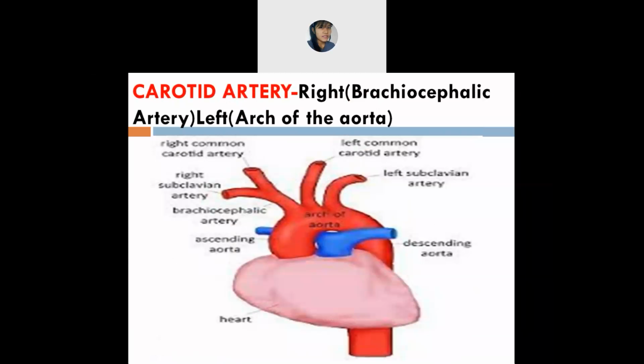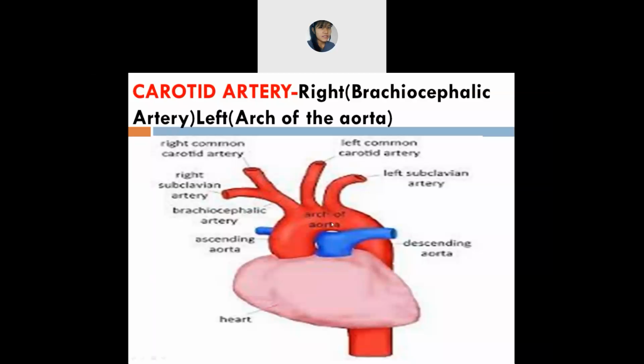The right common carotid artery is a branch of the brachiocephalic artery. So this is the brachiocephalic artery. From this brachiocephalic artery, the right common carotid artery usually begins. It starts from here. Understand? And coming to the next one is the left side.